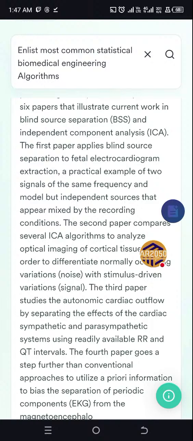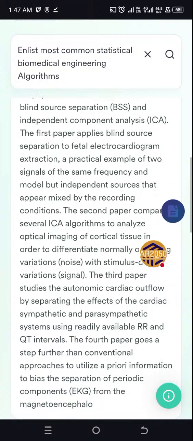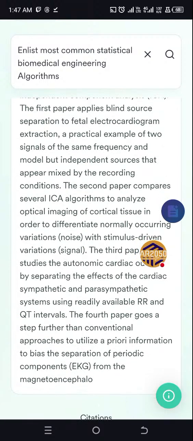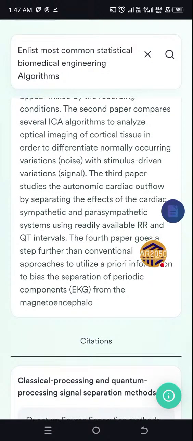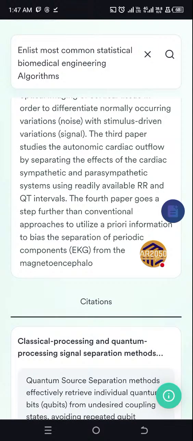Fetal electrocardiogram extraction: a practical example of two signals of the same frequency and model but independent sources that appear mixed by recording conditions. The second paper compares several ICA algorithms to analyze optical imaging of cortical tissue in order to differentiate normally occurring variations from stimulus driven variations. The third paper studies the autonomic cardiac outflow by separating the effects.